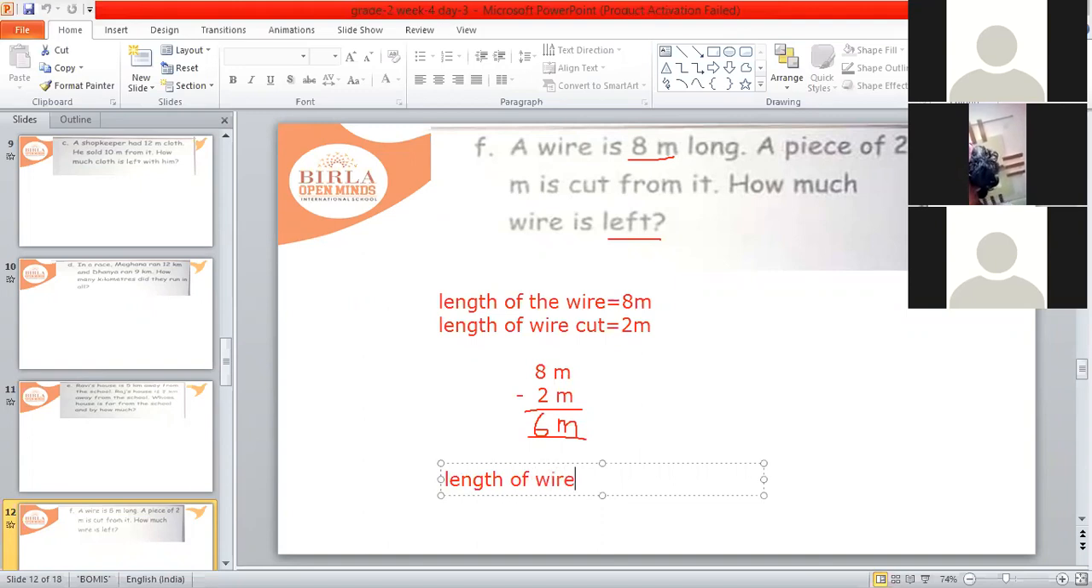Length of wire left is equal to 6 meters. Length of wire left is equal to 6 meters.